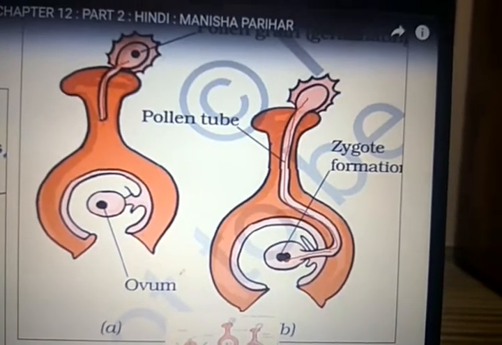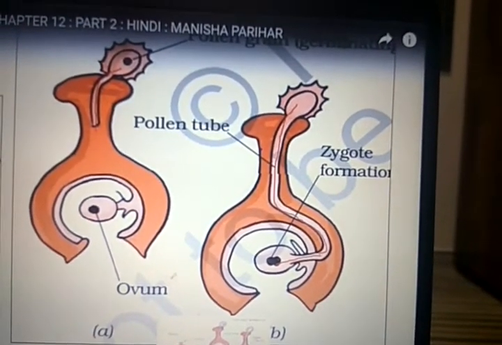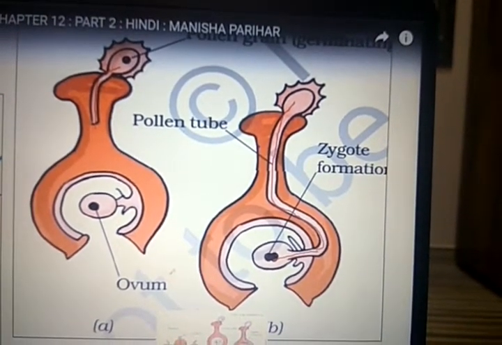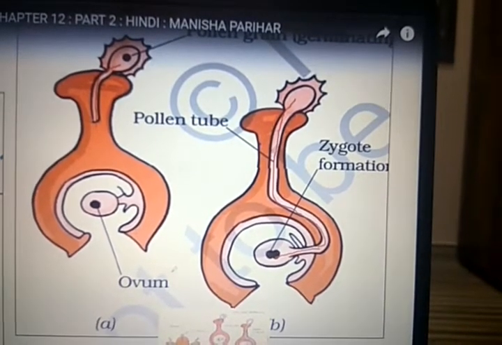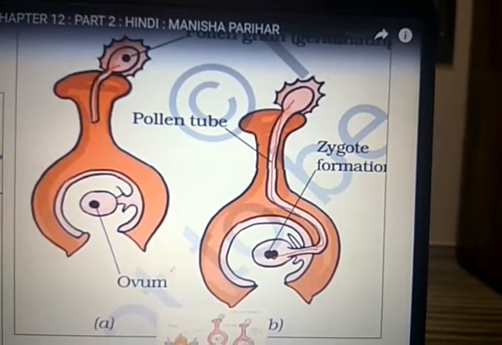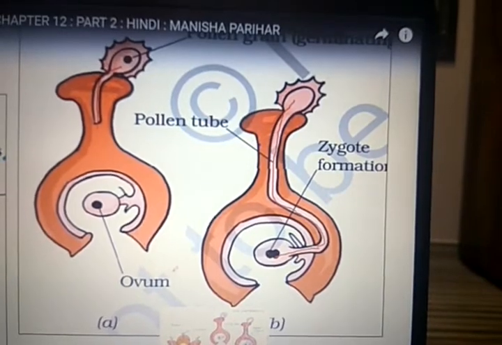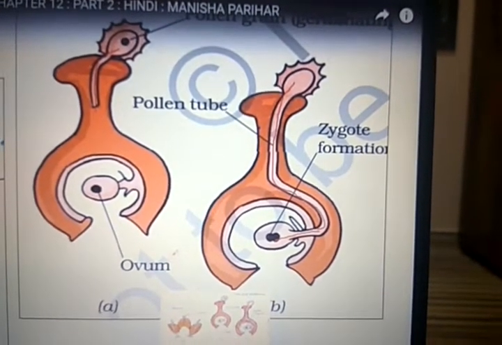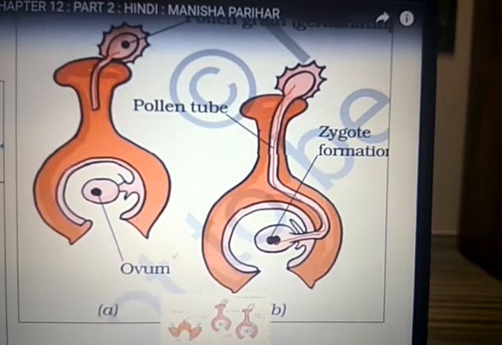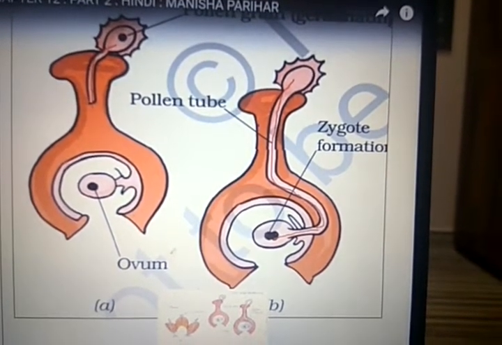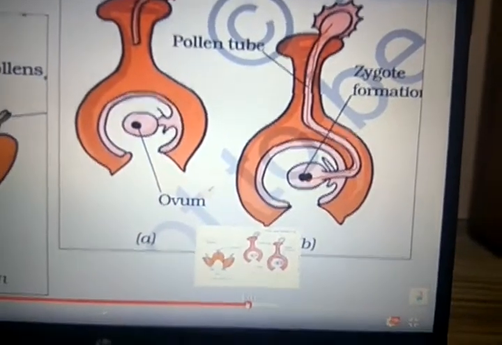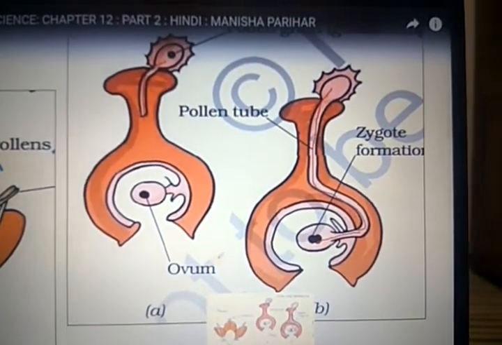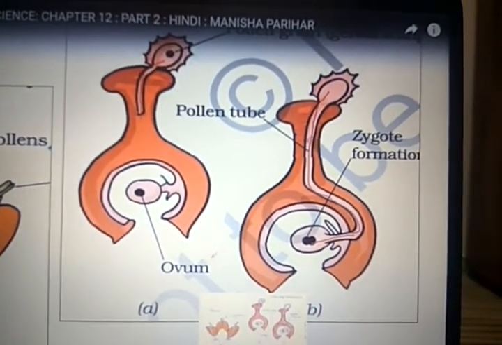Here you can see the process of fertilization. You see stigma, on stigma the pollen grain lands, and then it grows a pollen tube. Then the pollen tube goes into the ovary and meets the ovule, and zygote formation takes place. You can find zygote formation. This is the process of fertilization.